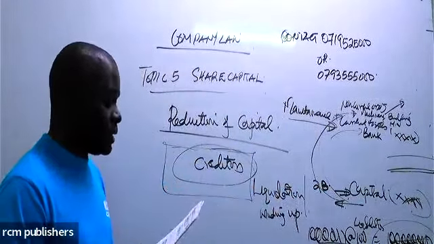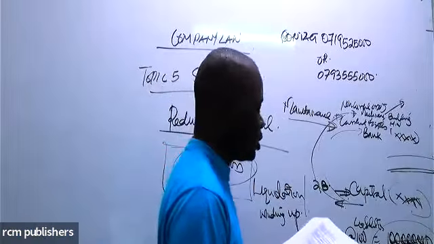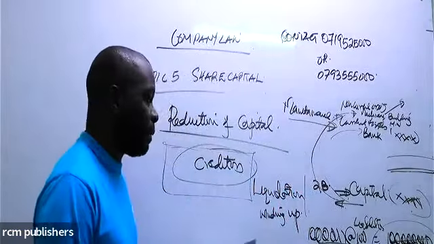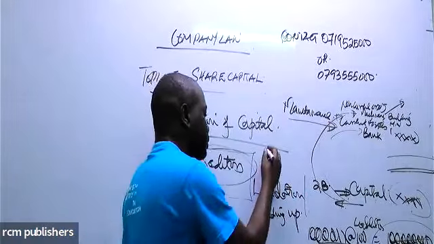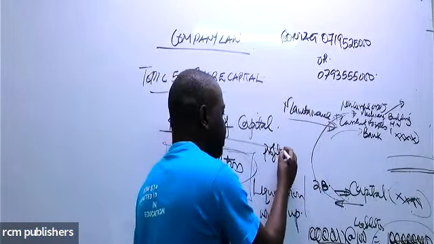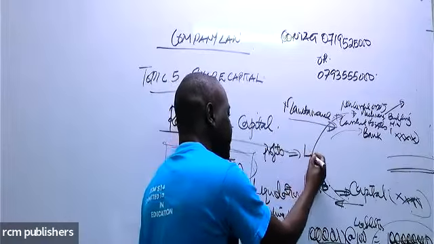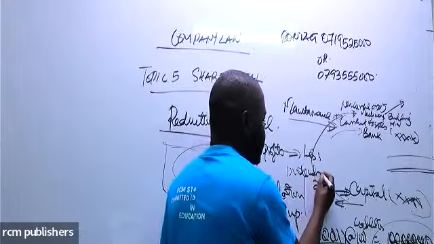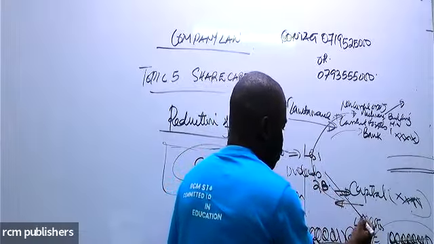The last one: dividends can only be paid out of what? Distributable profits, not out of capital. So dividends can only be paid if the company has realized profits. If they are not realized profits, and there's actually a loss, then dividends cannot be paid. So the company won't proceed to the capital.